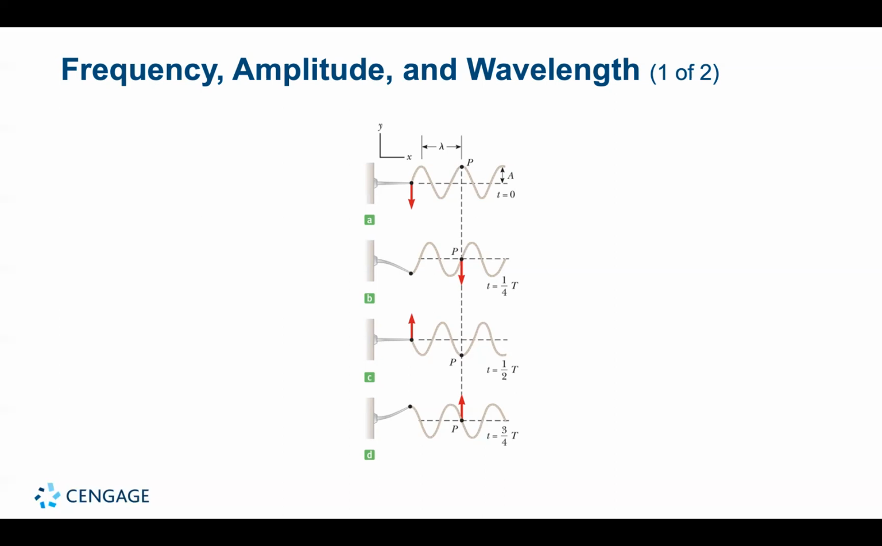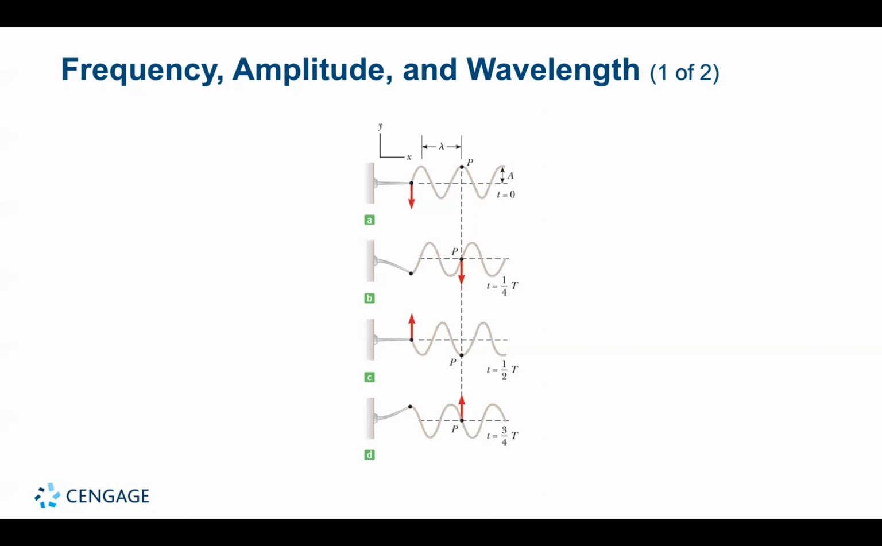Note that each small segment of the string, such as P, oscillates vertically in the y direction with simple harmonic motion. That must be the case because each segment follows the simple harmonic motion of the blade. That means we can treat every segment of the string as a simple harmonic oscillator vibrating with the same frequency as the blade that drives the string. The horizontal dashes represent the positions of the string when no wave is present.